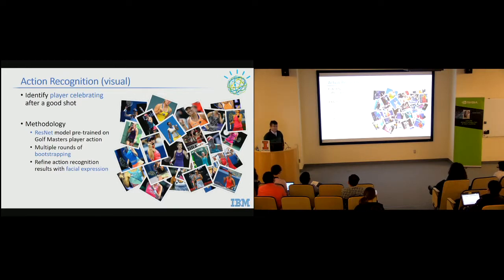So the next thing is, how do we deal with the visual information, which is the action recognition? What we want to do is to identify a player's celebration after a good shot. To do it, we adopt the residual net architecture, and we use the weights that were pre-trained on our previous model in the golf tournament to initialize the training process. We also have to do multiple rounds of bootstrapping, and we also refine the action recognition results with the facial expression, which is going to be explained in the later slides.